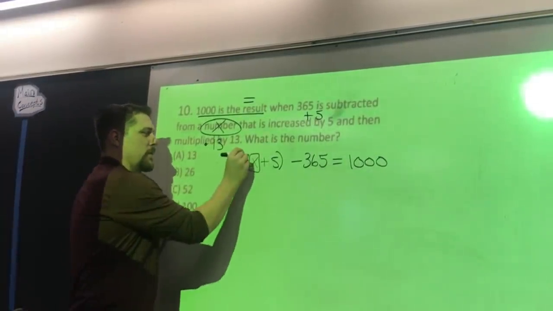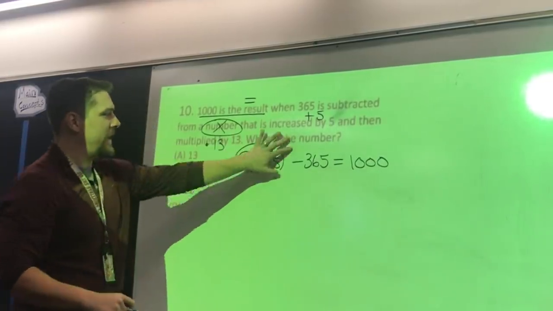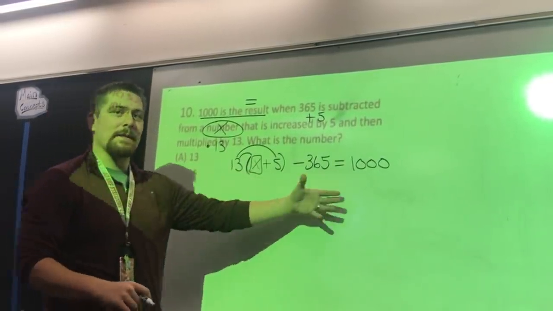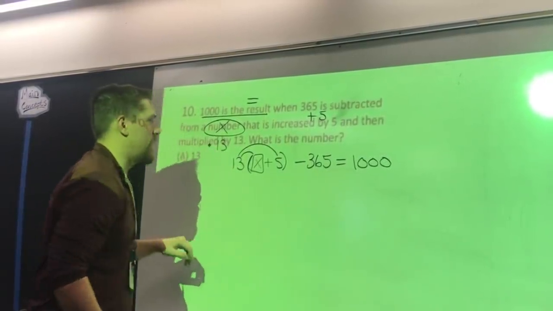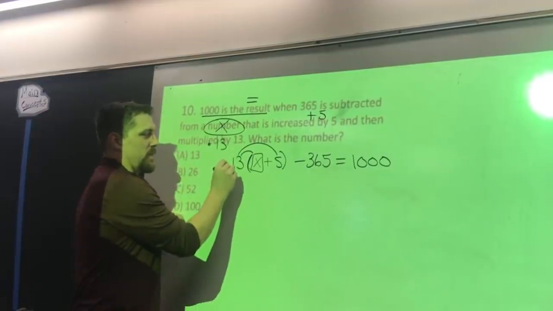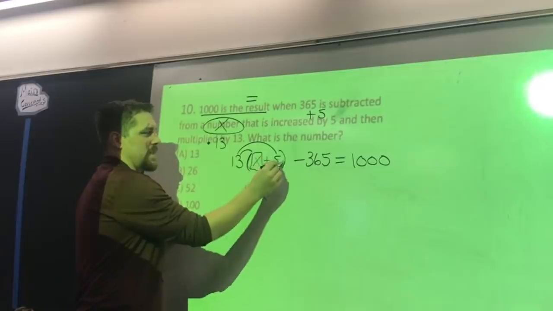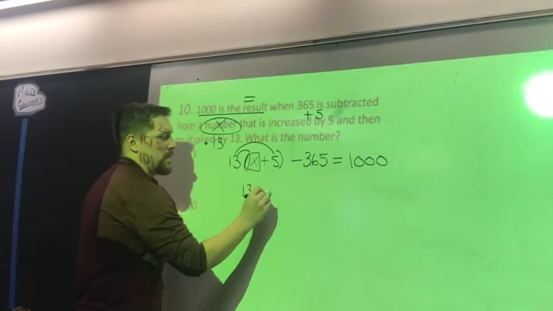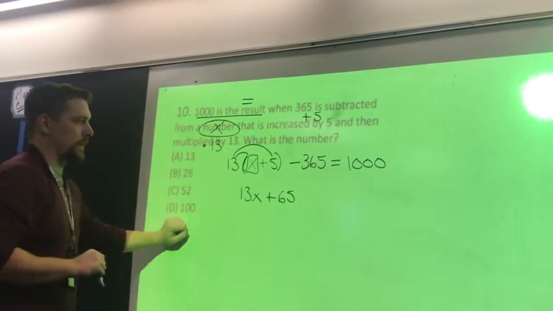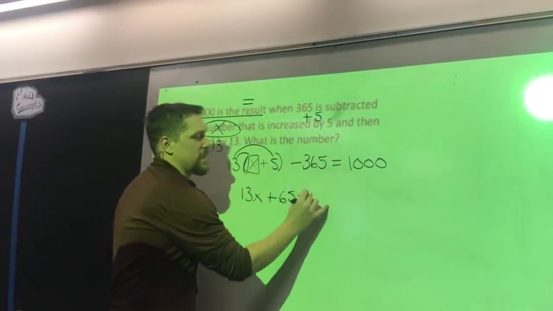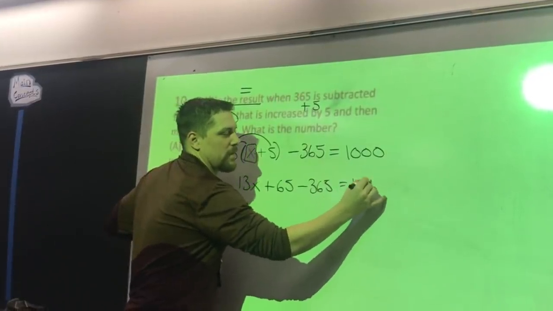First thing I'm going to do is I'm going to distribute. This will allow me to get rid of my parentheses and combine like terms so I can start moving numbers back and forth. So when I distribute, I will get 13 times x, 13x, 13 times 5 is 65, and then the minus 365 comes down, and as well does the 1,000.